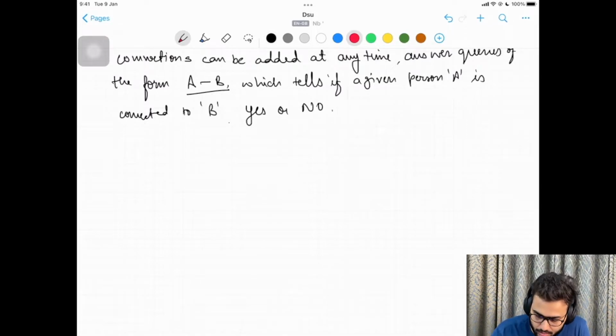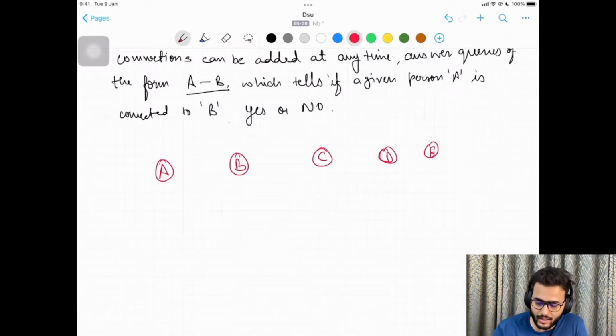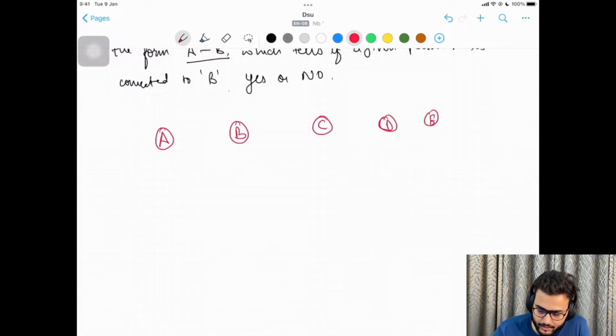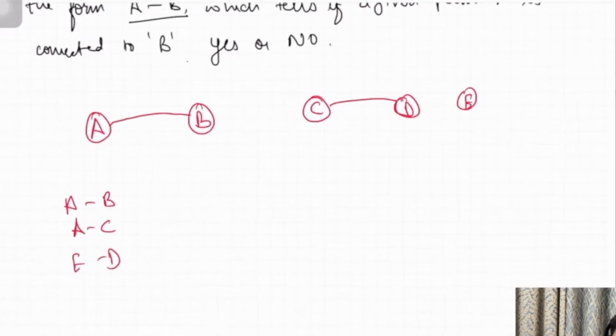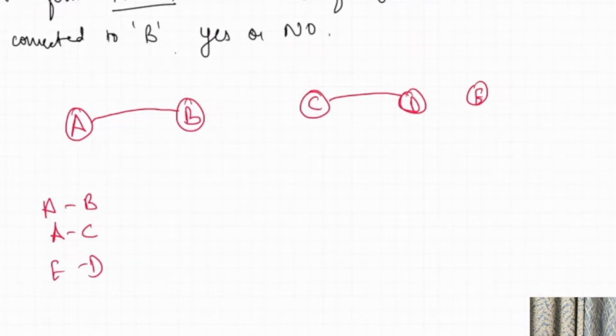So let's say we have person A, person B, person C, person D, and person E in a social network, right? And I say that at any point I connect A and B, and I make C and D connected, and I now ask you queries like A to B, A to C, E to D. If you take a look closely, you see that A and B are connected, so the answer is yes. A and C are not connected, so the answer is false. E and D are not connected, the answer is false.